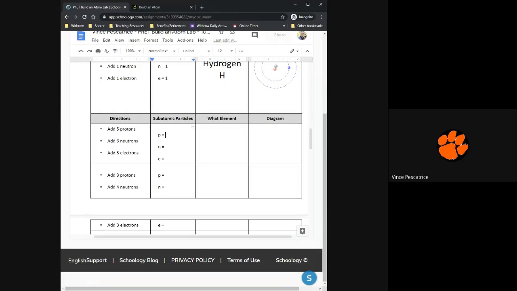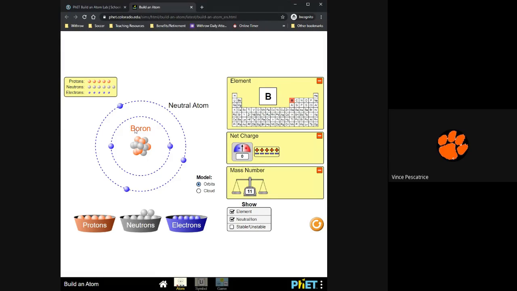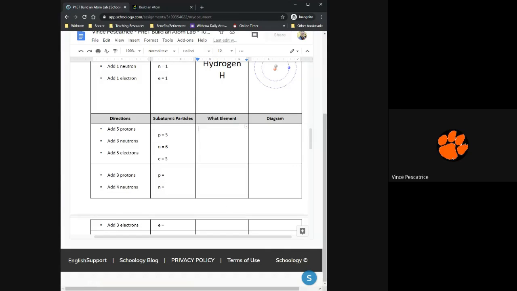All right, so here's my atom. And here I can put, all right, how many protons did I have? It says right here. So 5. Neutrons is 6, it says right here. And my electrons is 5, it says right here. So what element is this? If you look, it says right here. So don't be a boron. Look at it. All right, boron, B-O-R-O-N, is the element. Now, for the diagram part, this involves taking a screenshot. I'm going to show you two ways to do it. All right, and I'm going to need to share my entire screen for that. So let me switch that up.